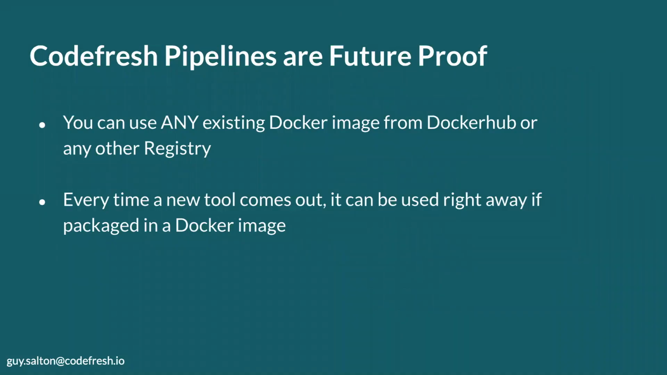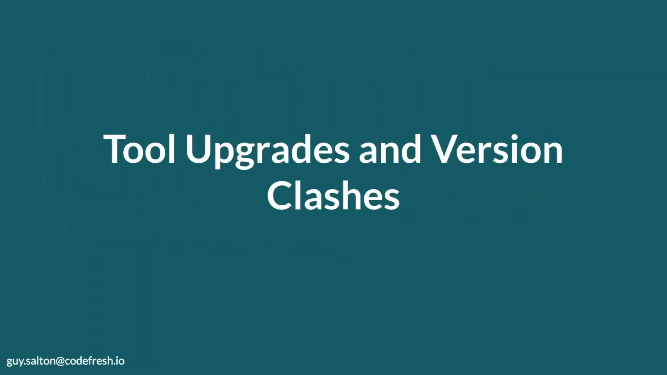And another good thing about this concept is that the pipelines are now future-proof, because you can use any existing Docker image from either Docker Hub or any private registry, but also every new tool that comes out or every new version of an existing tool that comes out, you can immediately package it in a Docker image, or probably somebody else will do it for you and upload it to Docker Hub, and then you can just use this Docker image. So it's future-proof as well.